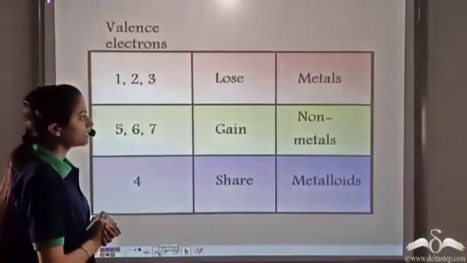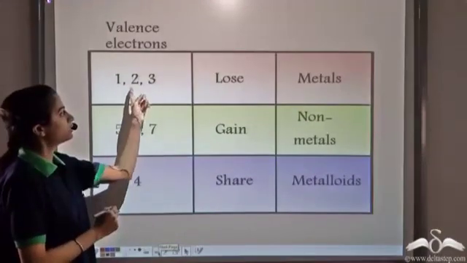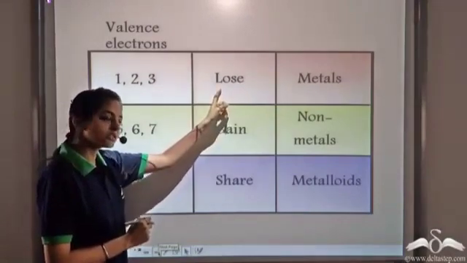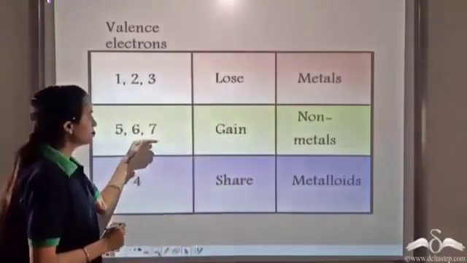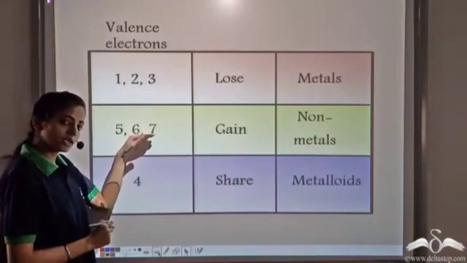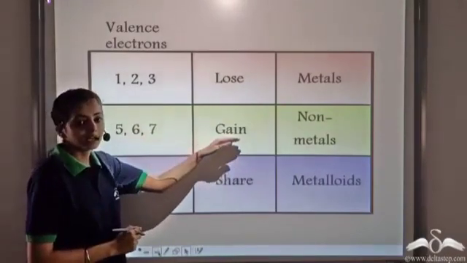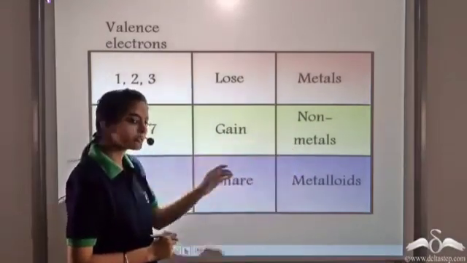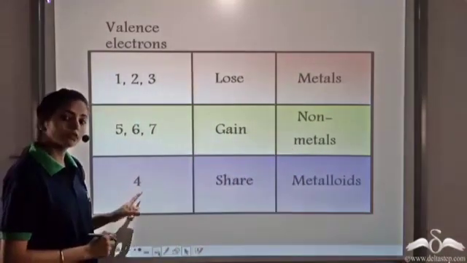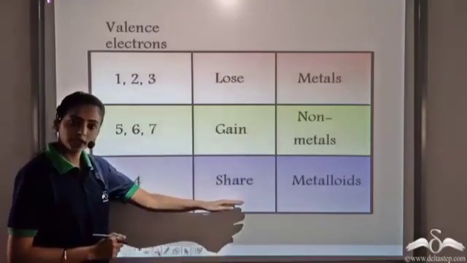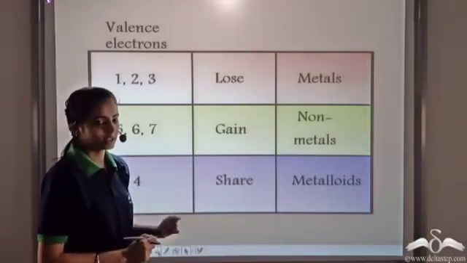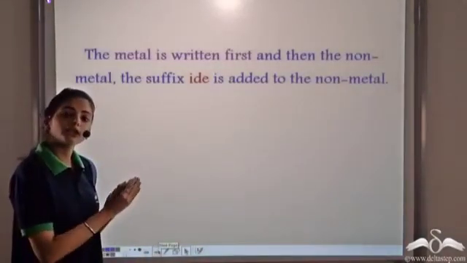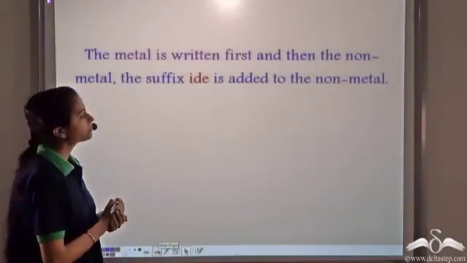So let's recall. We know the elements which have 1, 2 or 3 electrons in the valence shell can easily lose these electrons, and these are the metals. The elements which have 5, 6 or 7 valence electrons can gain electrons to complete their octet, and these elements are the nonmetals. The elements which have 4 valence electrons can share electrons, and so these are the metalloids. So whenever in a compound we have a metal and a non-metal, how do we read that?